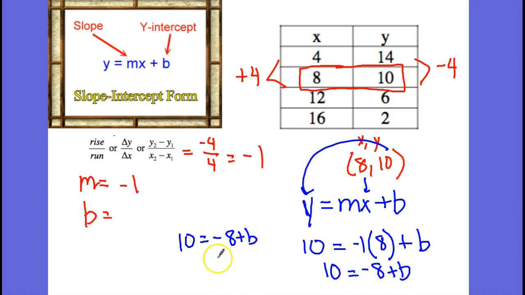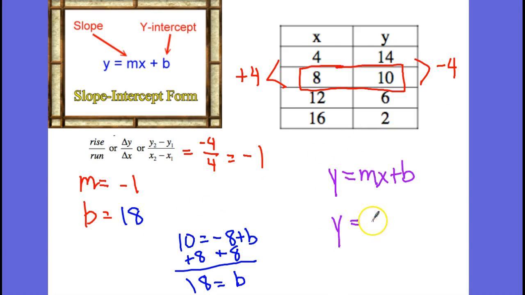Bring that up here so we have some space. If I add 8 to both sides, this is now 0, and I know that b equals 18. It's a +18. So from there, plug in your slope, -1, x, and your y-intercept, +18. -1, we don't usually write it like that, so let's go ahead and just write this as y equals -x plus 18.